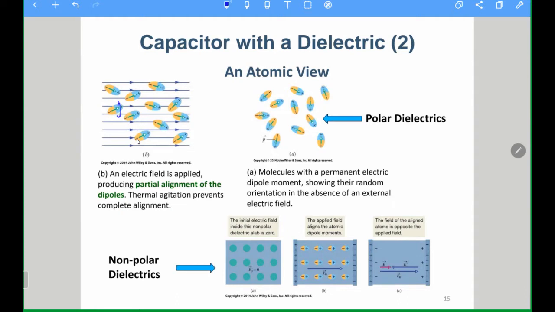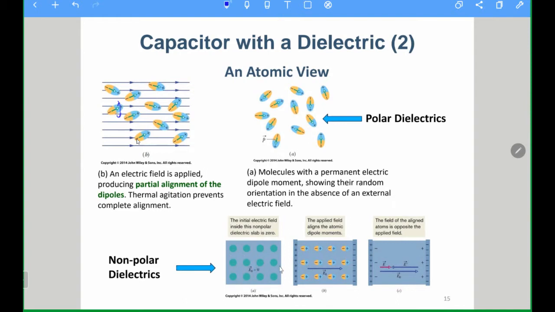Of course, if it generates an E field, it will spend energy. But if there is no E field outside, then they just point in arbitrary directions, so that it does not consume any power. Okay, so next will be some interesting stuff. For the non-polar dielectric, if there is no E field, then they point in arbitrary direction.